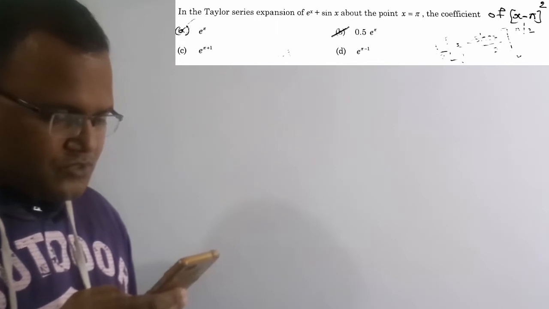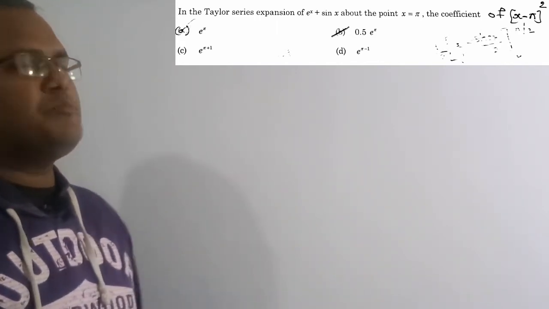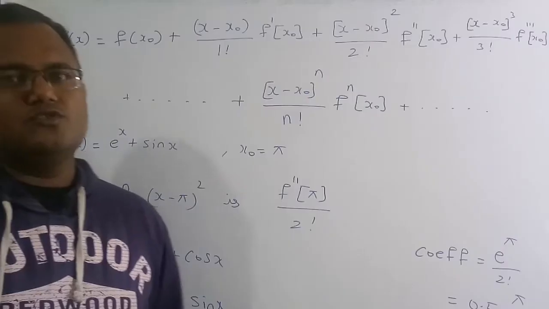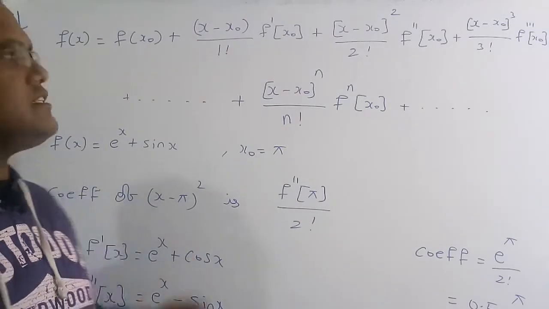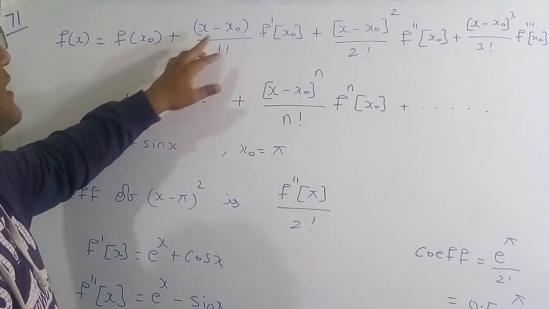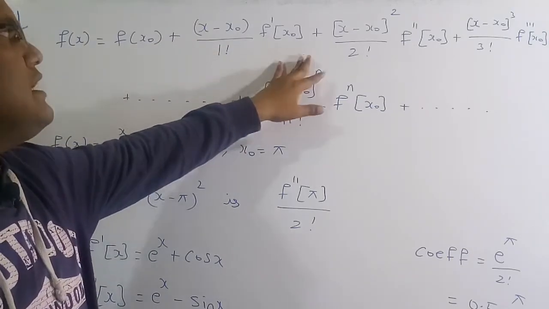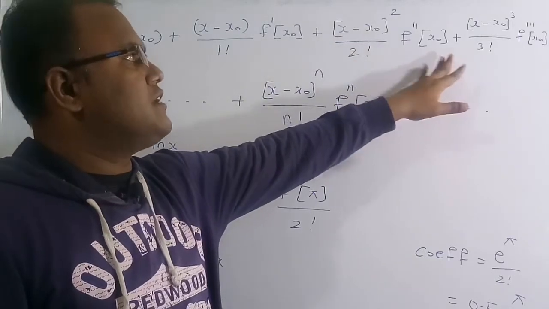Out of these four options, option B is the correct solution of this question, which is 0.5 into e to the power of pi. So let's solve this numerical. The Taylor series expansion of f of x at a point x naught is f of x naught plus (x minus x naught) by 1 factorial into f dash of x naught plus (x minus x naught) whole square by 2 factorial f double dash of x naught, and it goes on.